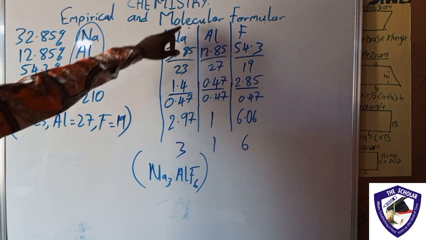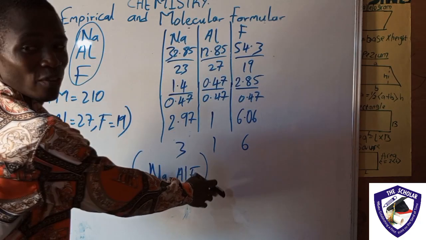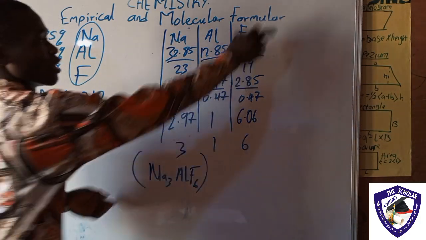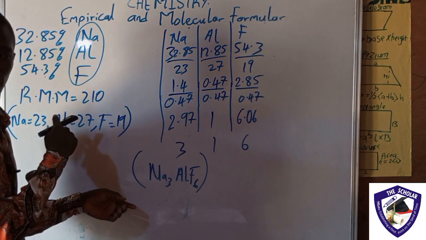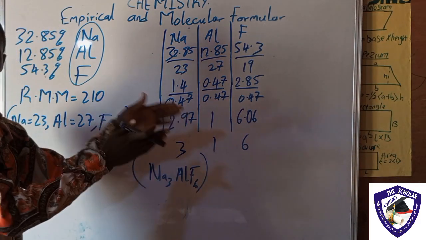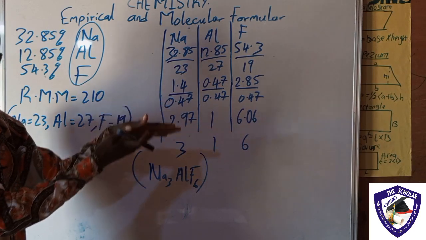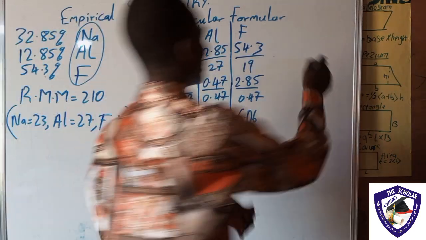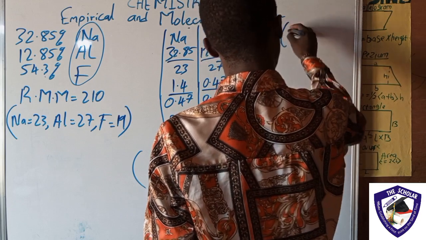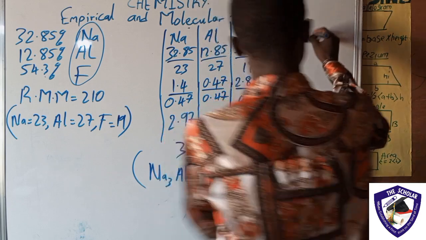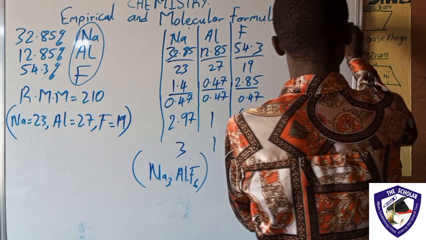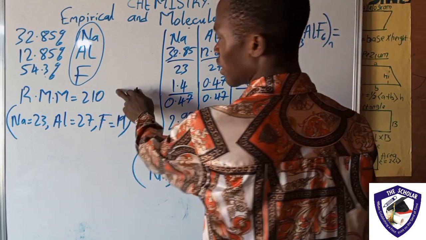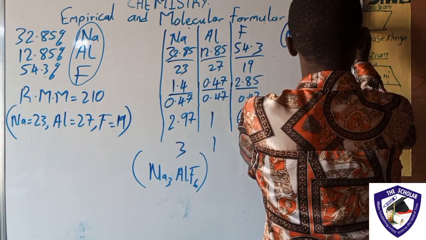Now to calculate the molecular formula, you will bring this information. That is why I said that to calculate the molecular formula, we need information from the empirical formula to solve for the molecular formula. Then you come to this side: (Na3AlF6)n equal to the relative molecular mass 210.